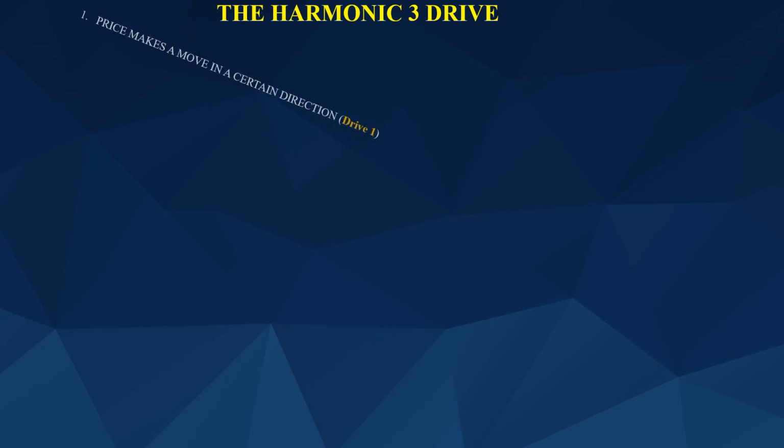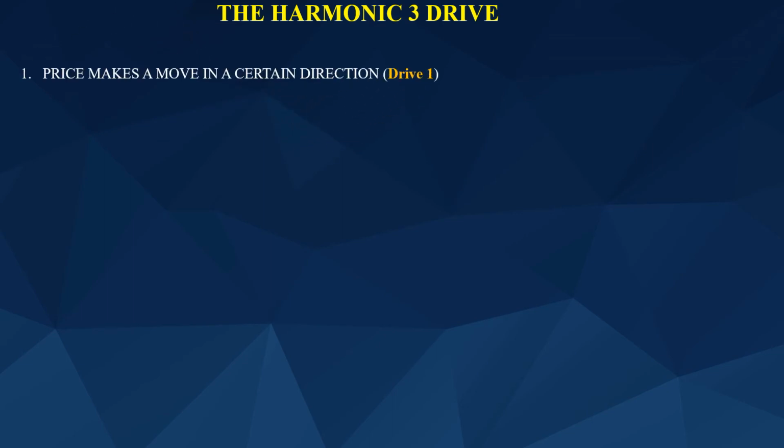Anyway, the harmonic three drive pattern. So what do you look for? First, price makes a move in a certain direction called drive one. So you have a first drive where price makes a move. It could be an up move or a down move. For this lesson, I'm going to use more of the sell or the down trend because it was difficult for me to find examples on the buy. So price makes a first move, so you have price falling.